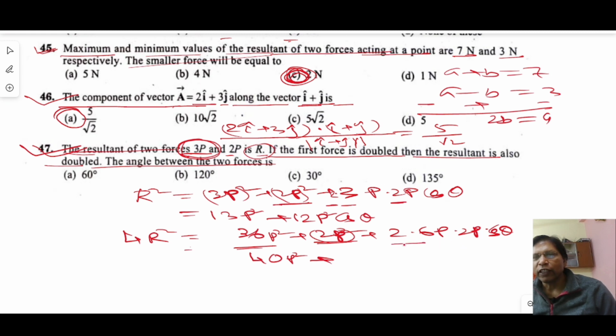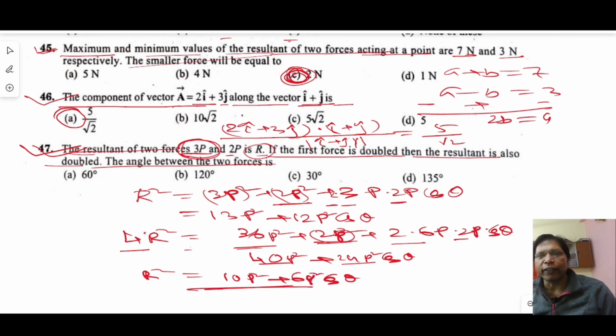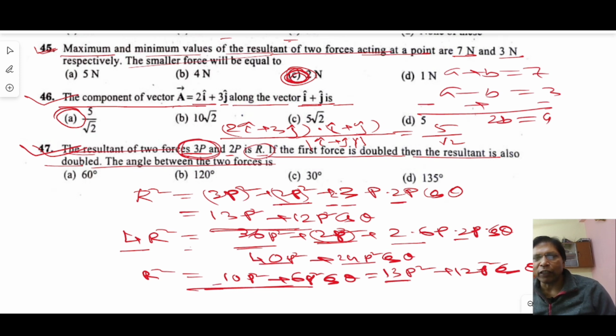Now this is the 6 into 2, 12, 12 into 2. So this is the 24p square cos theta. If we divide this equation by 4, we can get R square equal to 10p square plus 6p square cos theta. Now this is the R square and this also is the R square. Now equating these two, this is the 13p square plus 12p square cos theta. Okay. Now look at this, 13p square, 10p square.